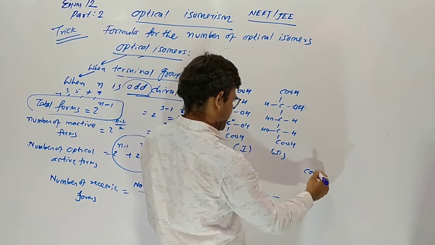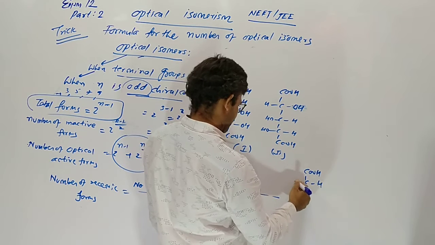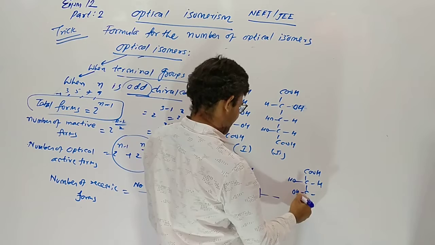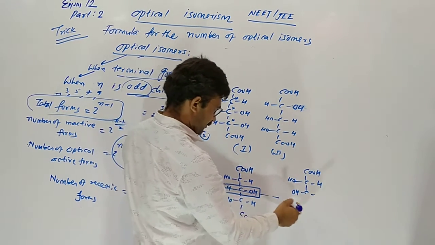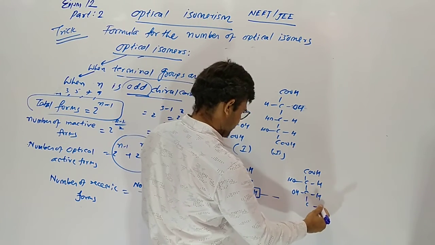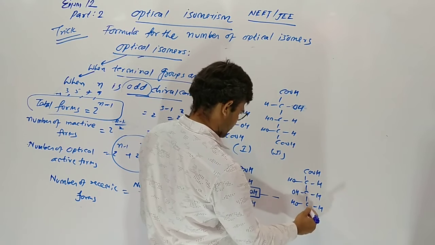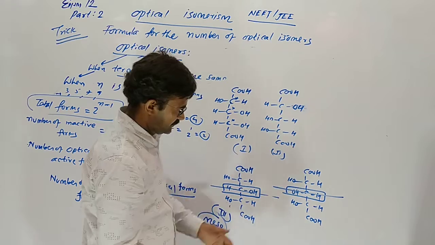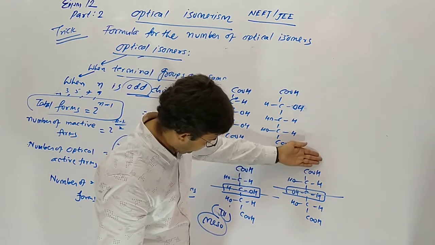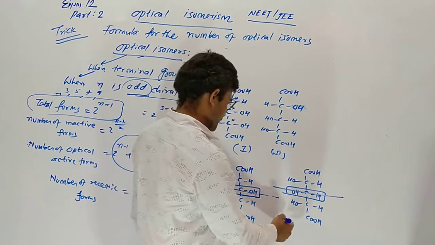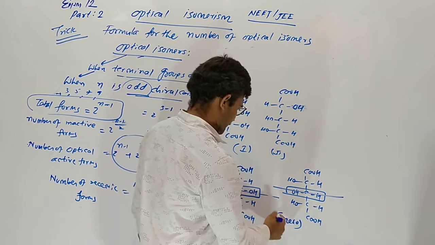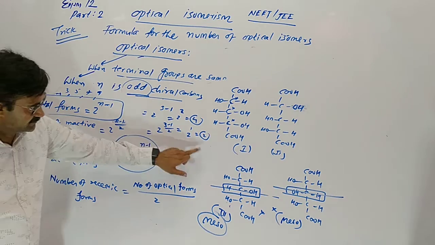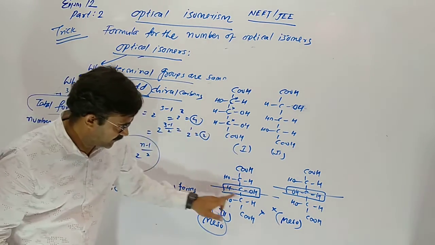Another meso also occurs there, COOH, HOH remains same. Here we are changing HNOH only. This part is common. From here, upper part and lower part are same. This one also is meso, and meso is optically non-active. So non-active forms are 2. Total are 4.